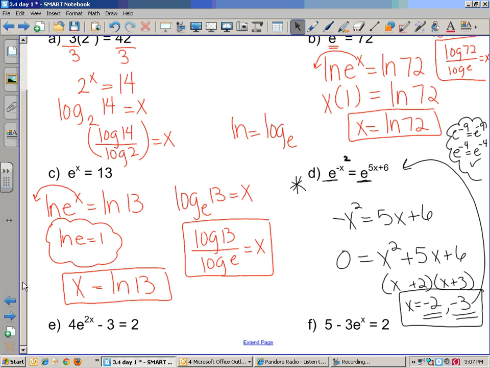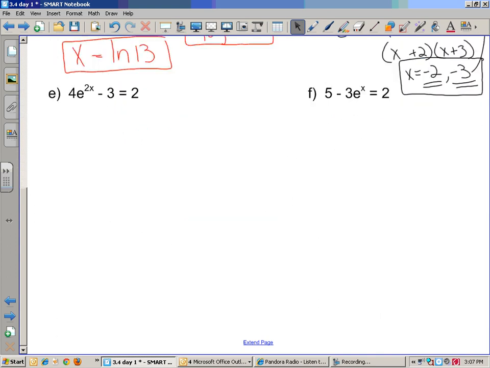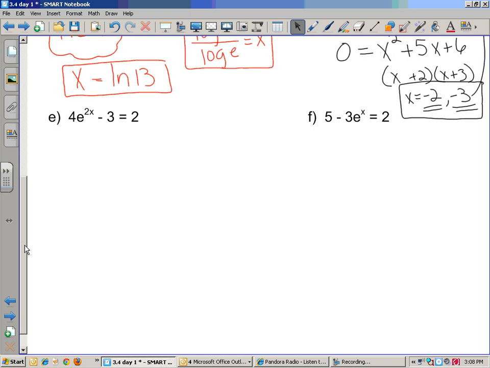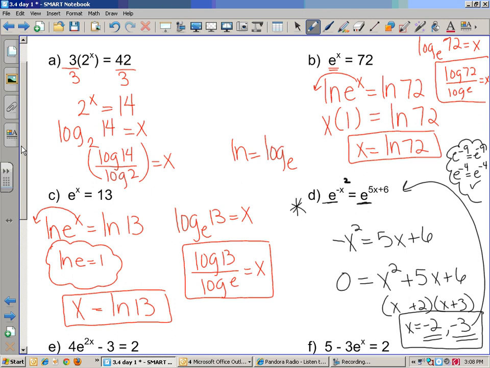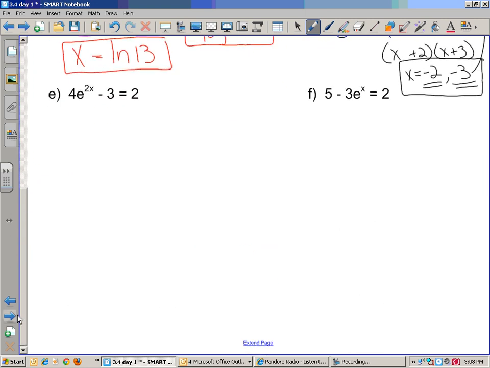Okay, the last two examples. If you need to, you can pause at any time and take a look at the work. So the first four examples, if you need to pause, pause now and copy those down. Pause or moving on.